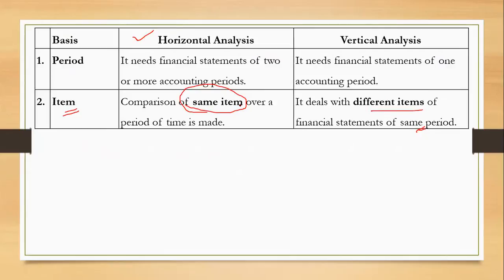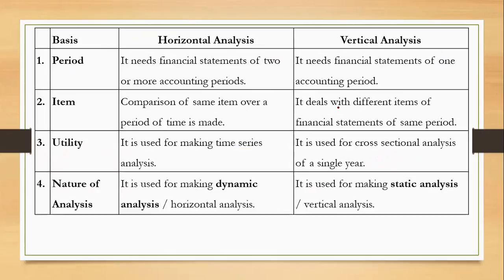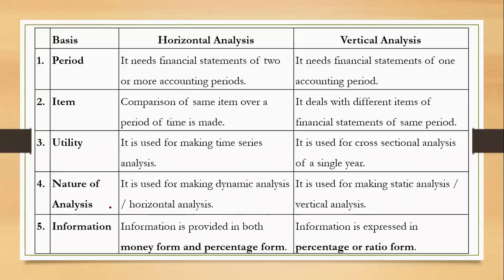1 year data only. Next, utility, where it is used. Horizontal analysis is used for making the time series analysis, whereas vertical is used for cross-sectional analysis, that is segment reporting and all. Next, nature of analysis. Horizontal is better known as dynamic and vertical is known as static analysis. Information: the information in horizontal analysis may be provided in the money form or in the percentage form, whereas in vertical analysis it may be in the percentage or the ratio form. That's all for the difference between them.